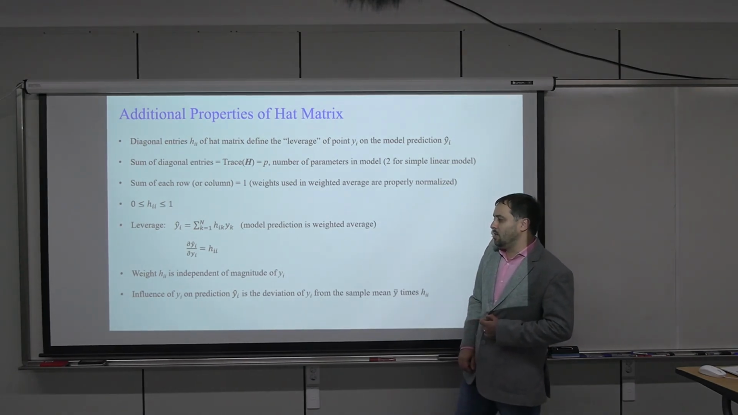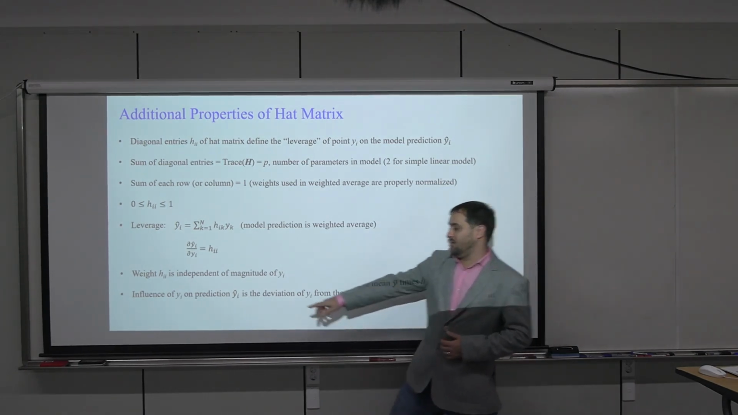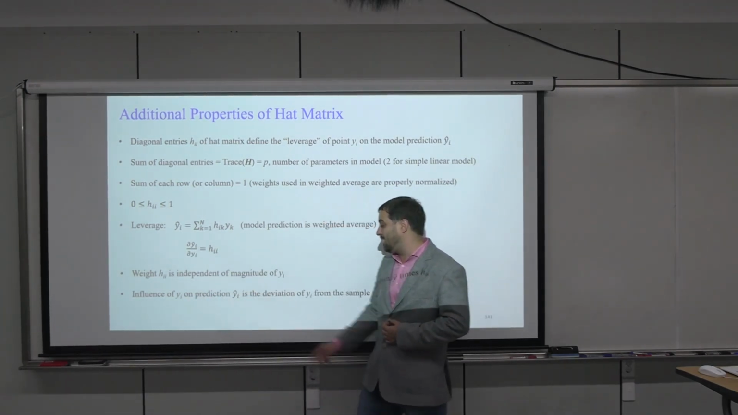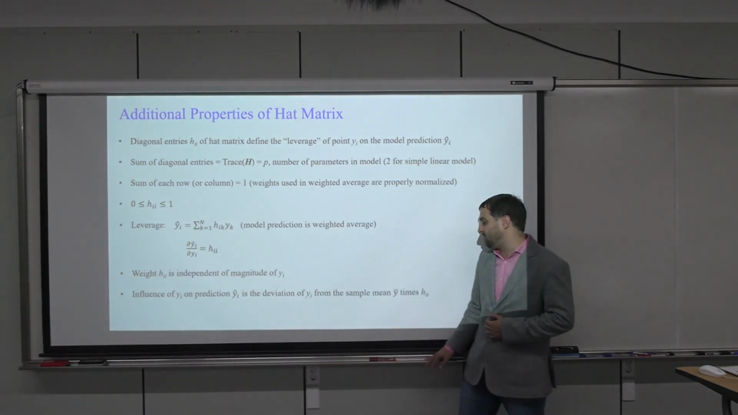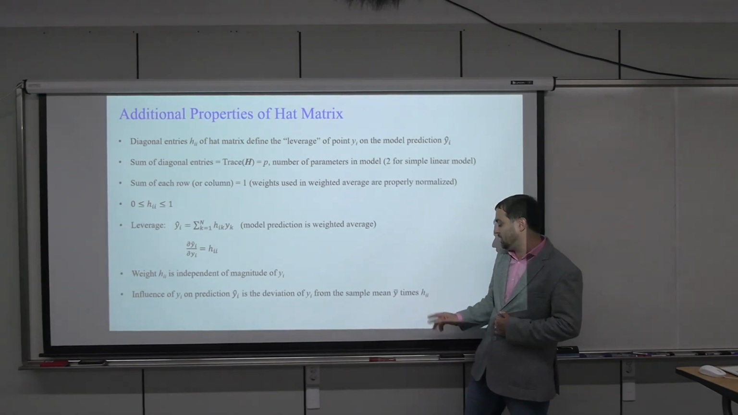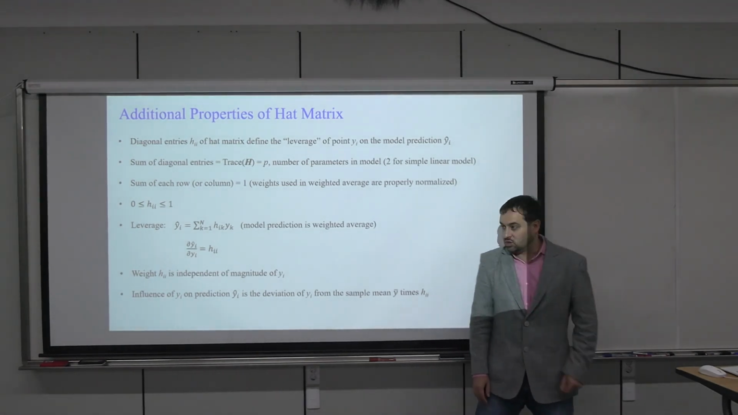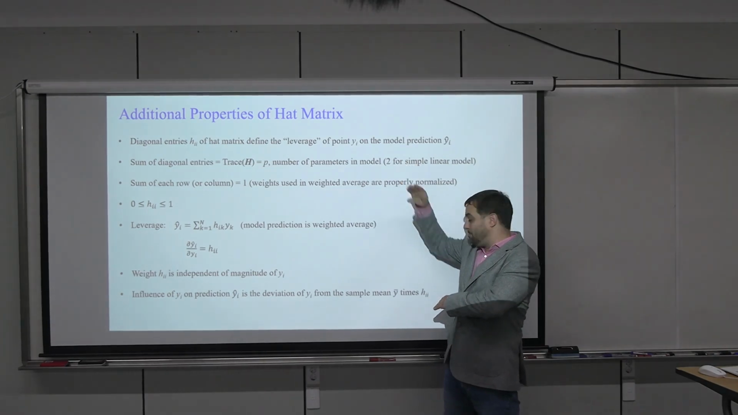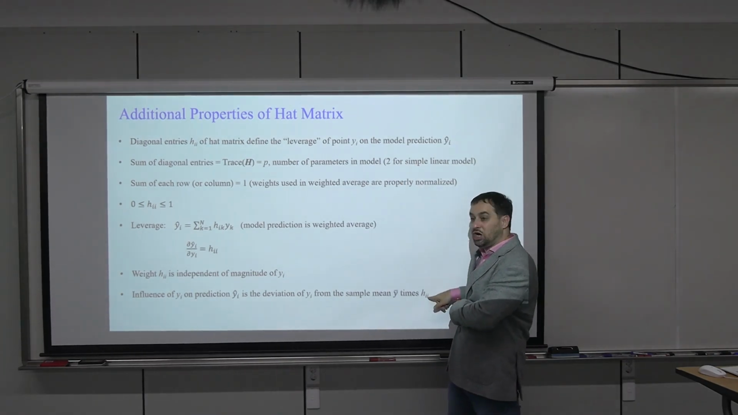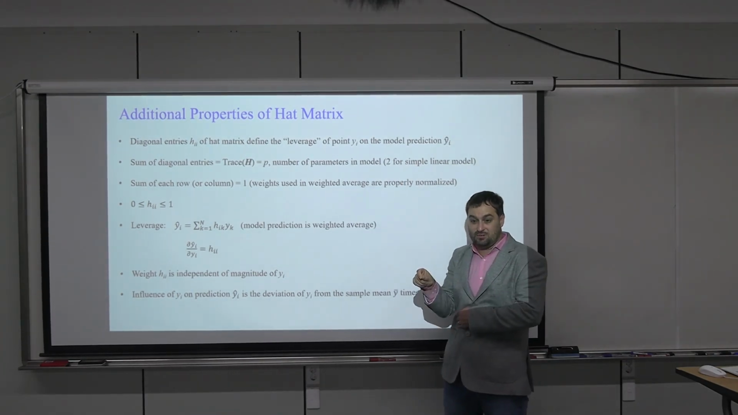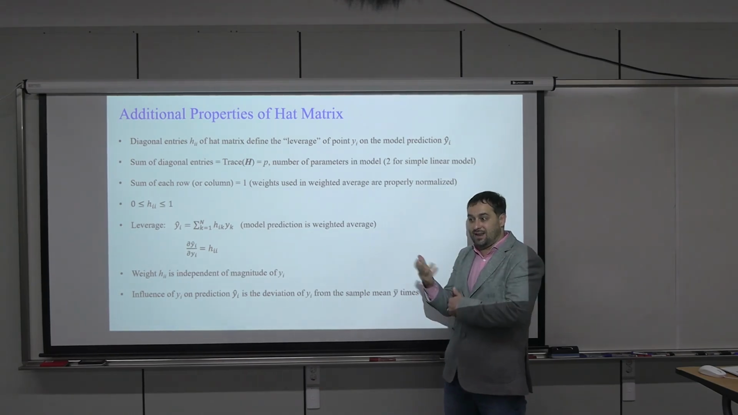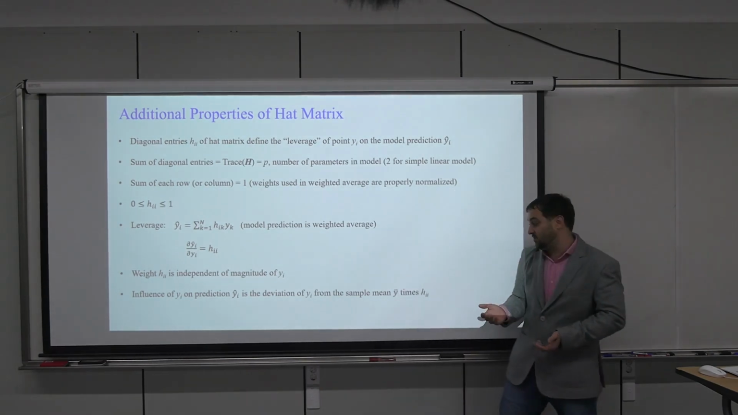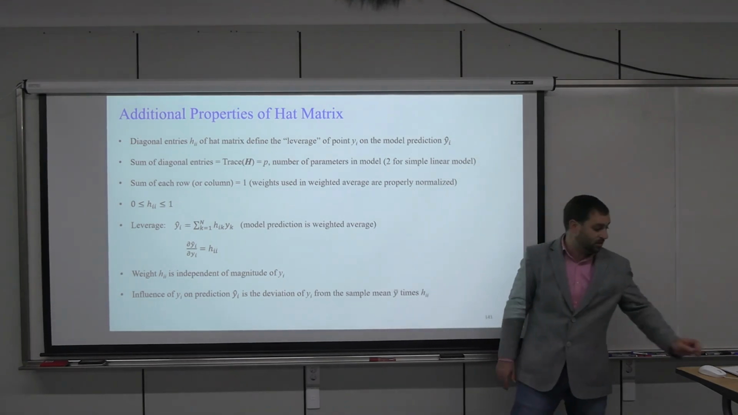And so the influence of the data point Y_i on the prediction Y hat_i is the deviation of Y_i from the sample mean times H_ii. In some cases we might have an outlier, but if H_ii is a small number, then that data point doesn't affect the regression fit. It does not have influence on the regression if H_ii is small.